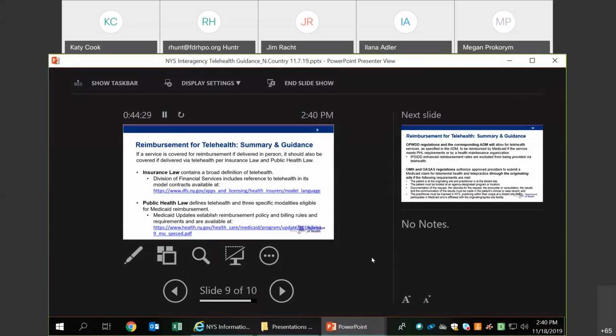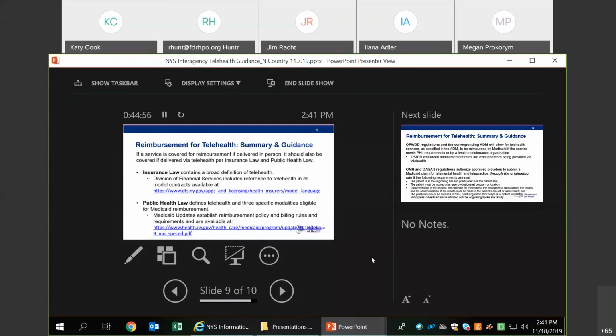And as I mentioned, there are 3 specific modalities that are eligible for reimbursement. Originating site is defined, distant site practitioner types are defined, and the most recent policy regarding Medicaid reimbursement is through a February 2019 special article on Medicaid Update, and the link is there. Happy to send it to anyone who might need it.